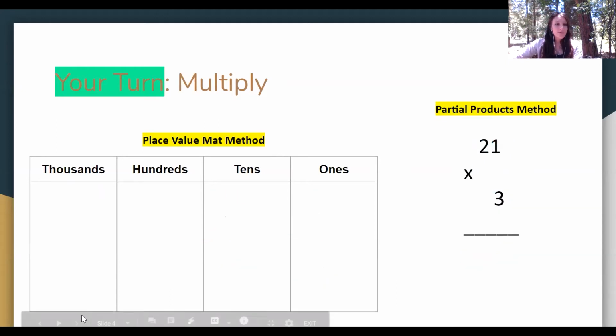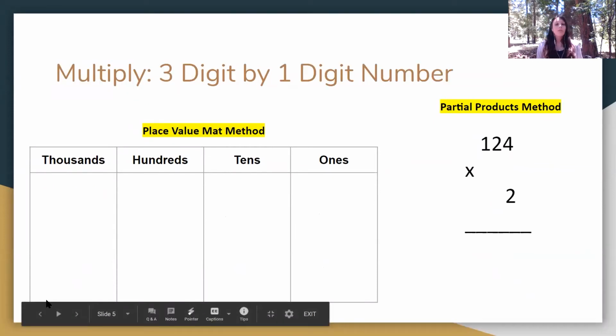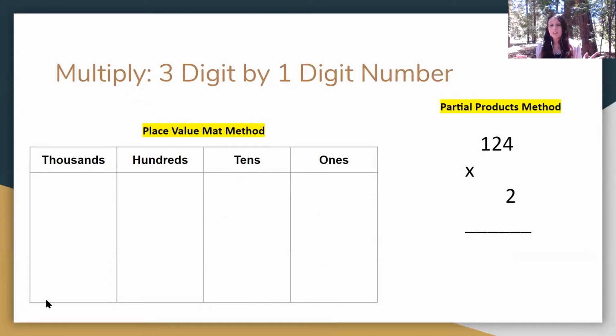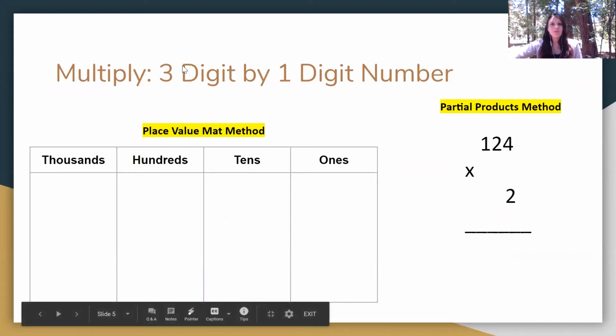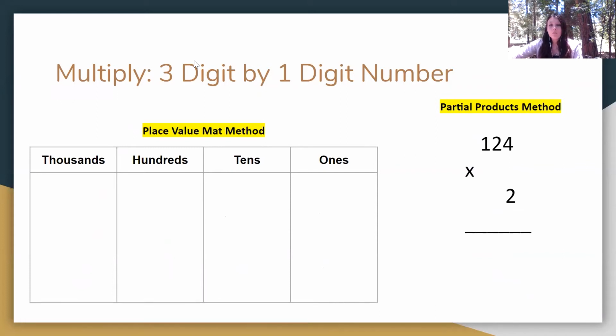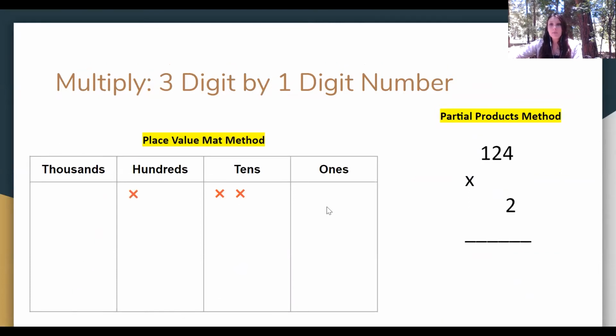In our next one, we are going to be multiplying a 3-digit number by a 1-digit number. Now, this number might look bigger, it might look a little bit scarier, but I promise you it's the exact same method and the same process. So let's start out by representing the 124 in our place value mat. So we have 1 in the hundreds place, we have 2 in the tens place, and we have 4 in the ones place. Just like that.